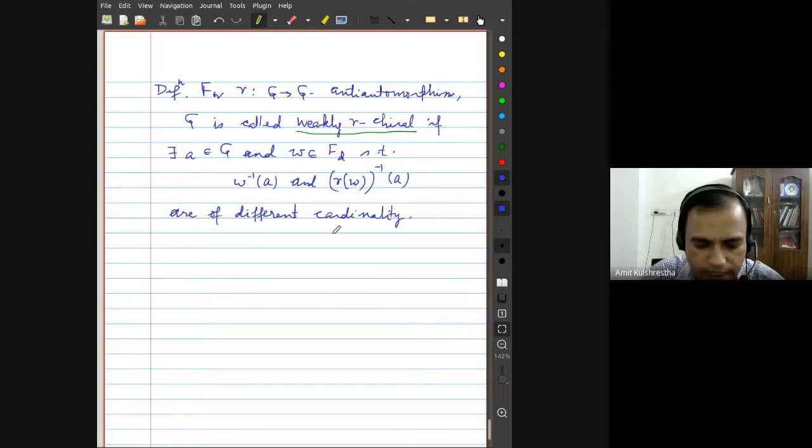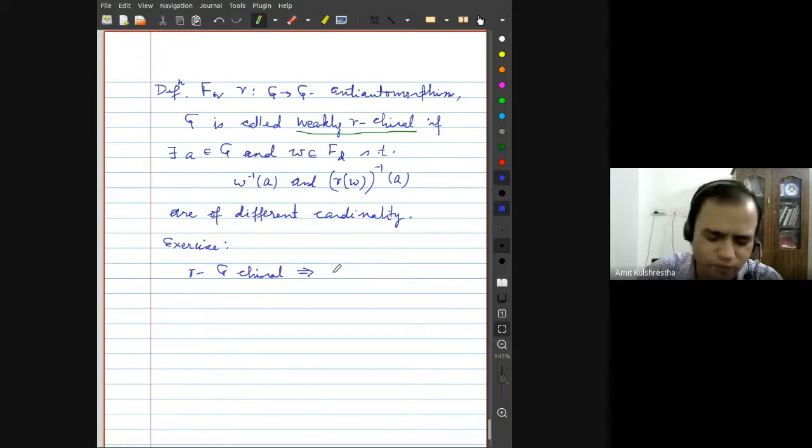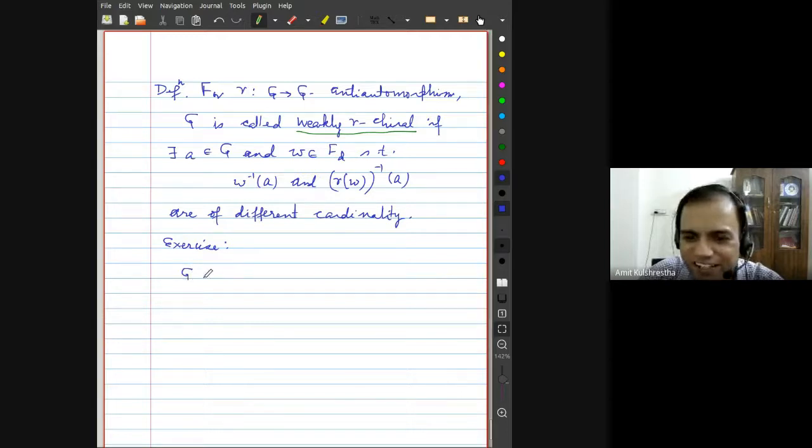So interestingly, the question is asked at the level of fibers here. If with respect to anti-automorphisms, these fibers turn out to be of different cardinality, and it's a tutorial question that will come up, so you can solve it in the tutorial. The statement is, well, there is a reason that it's being called weakly gamma chiral, right? The reason, and the tutorial will clarify this, is that if G is gamma chiral, then G is weakly gamma chiral.